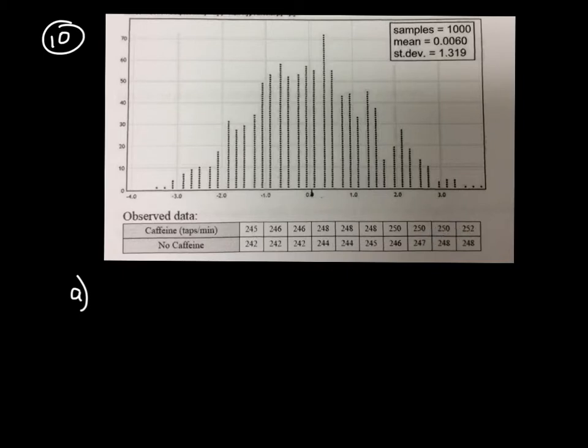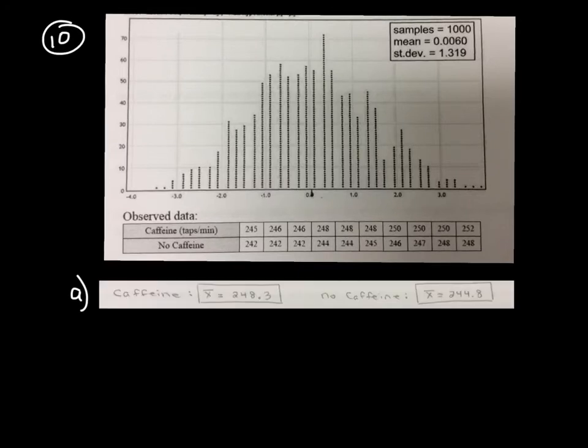10, or you can go into your calculator and plug in, under list 1, these 10 numbers and go to var stats and let the calculator determine the mean for you, and you can do the same thing for the no caffeine group. Might as well do it both ways, that way it's kind of like a check for your answer. All right, so here's what we get for the mean for each group.